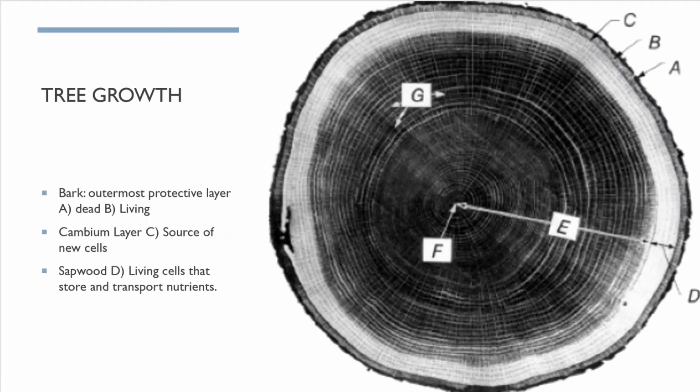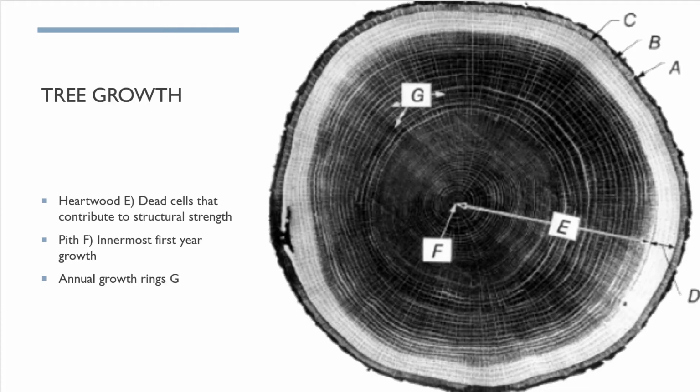So as a tree grows, there are different components. There's bark, a cambium layer, and sapwood, and those are labeled on the PowerPoint. You can take a look at those. But then there's also heartwood, pith, and then the annual growth. You're probably most familiar with annual growth with those rings. You used to count them as a child to see how old a tree is.